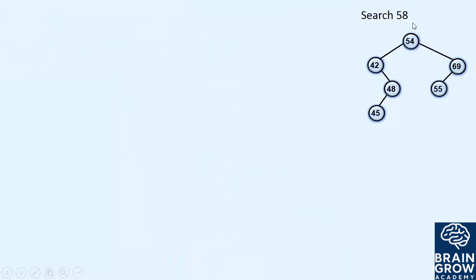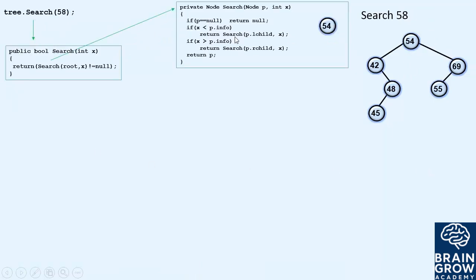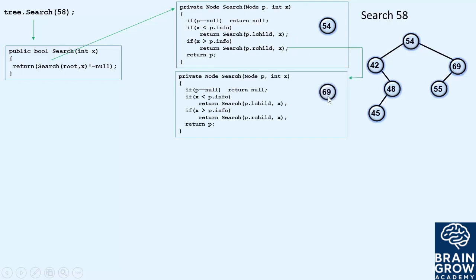Now suppose we have to search for this key 58 in this binary search tree. We call this method. In the first recursive call, p refers to this root node. So p refers to this node 54. Now 58 is greater than 54. So we have to search in right subtree of 54. So search is called with right child of 54, which is 69.